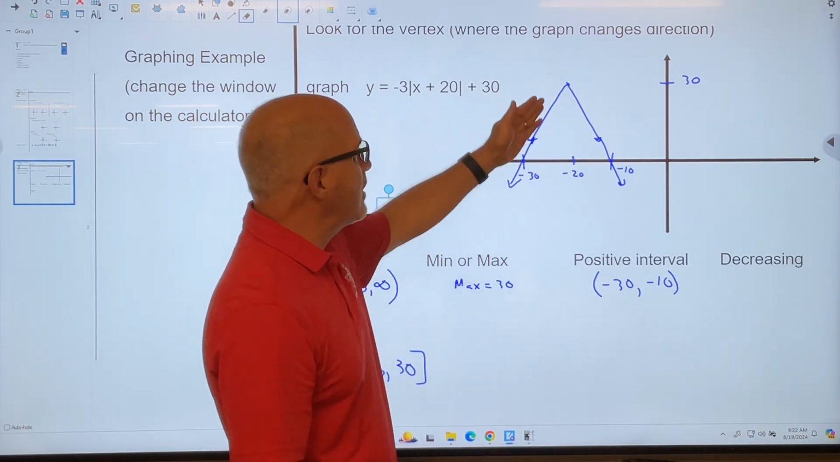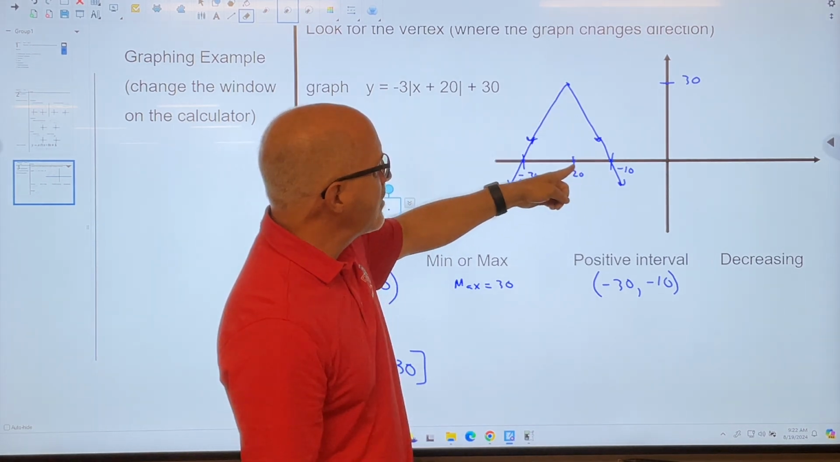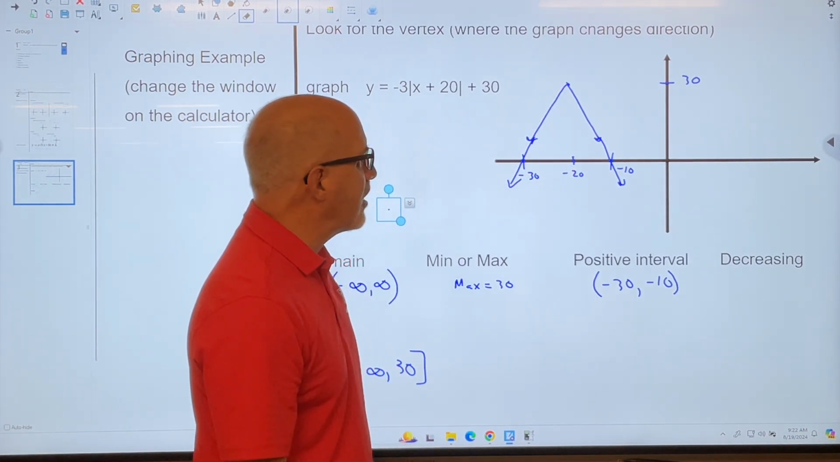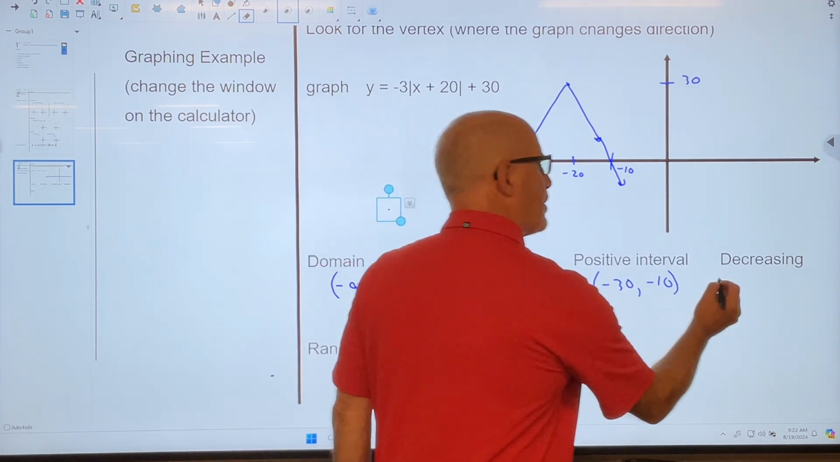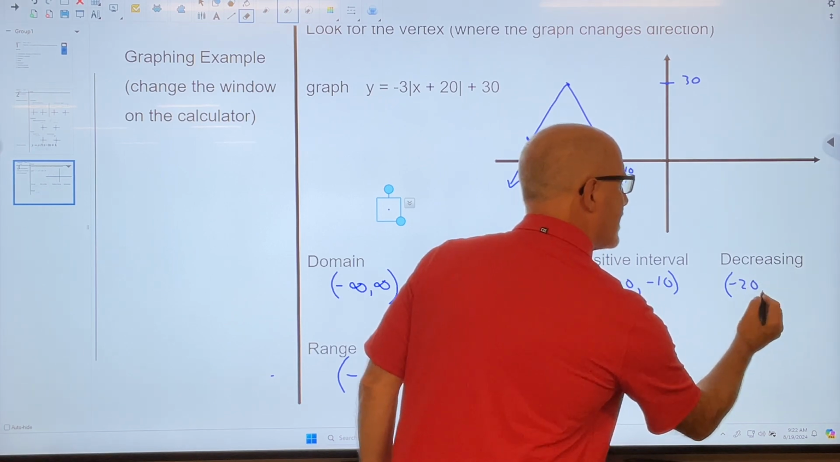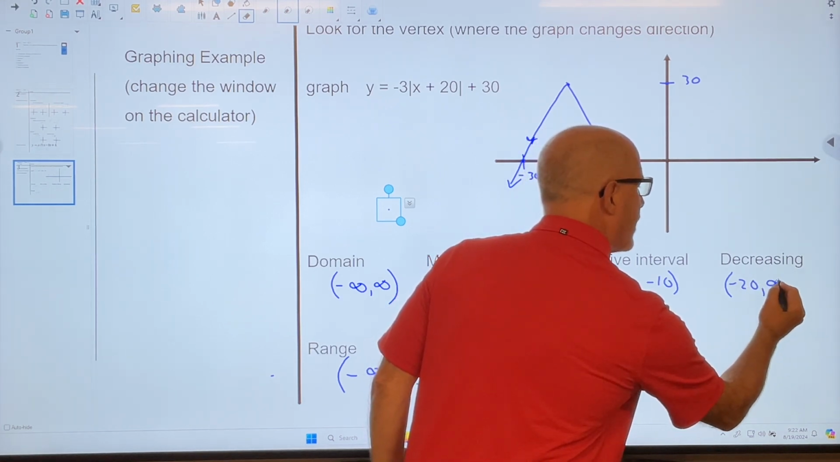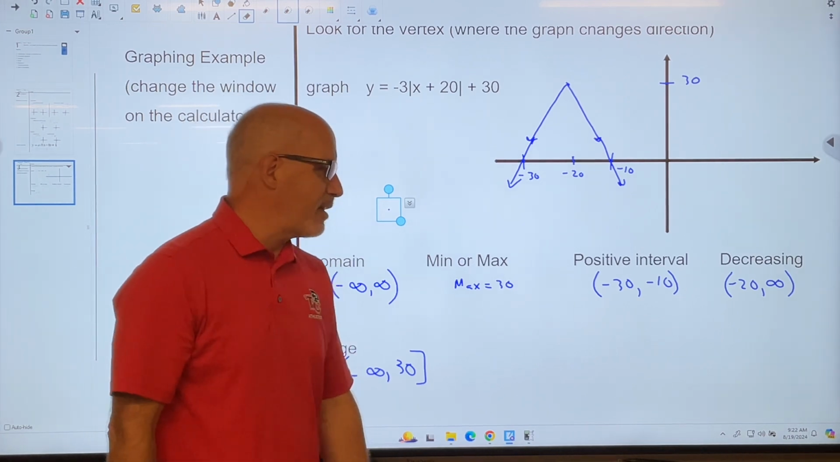Now, when is it decreasing? Notice this is the section of the graph that it's decreasing. So if we start at -20 here and go in the positive direction, it's not increasing or decreasing at -20, so we'll use a parenthesis. And then it goes off to infinity where it's decreasing, and infinity always has a parenthesis on it.